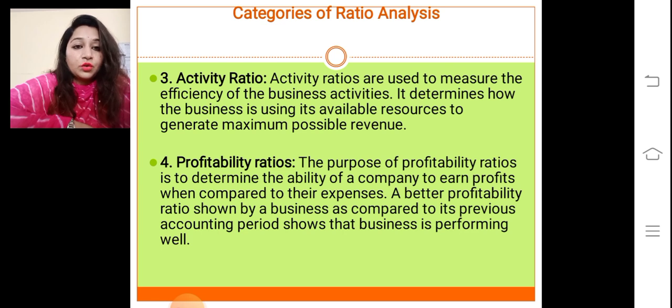Next is activity ratio. Activity ratios are used to measure the efficiency of the business activity. It determines how the business is using its available resources to generate maximum possible revenue. Next, profitability ratio. The purpose of profitability ratio is to determine the ability of the company to earn profit when compared to its expenses. A better profitability ratio compared to the previous accounting period shows that the business is performing well.